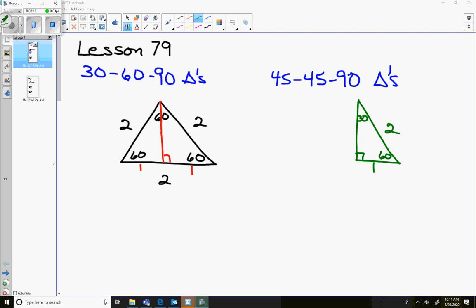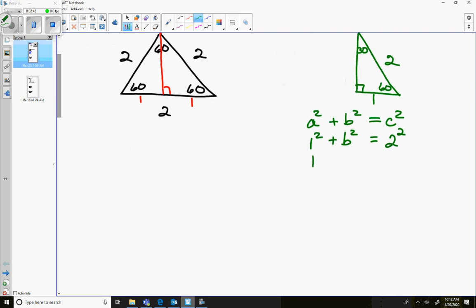Right triangle, know two sides, looking for the third side, Pythagorean theorem. So we've got a squared plus b squared equals c squared. Which one has to be the c? The hypotenuse. So we get 2 squared there. A and b doesn't matter, they're both legs. So we've got 1 squared plus b squared, so 1 plus b squared equals 4. Subtract the 1. b squared is 3.